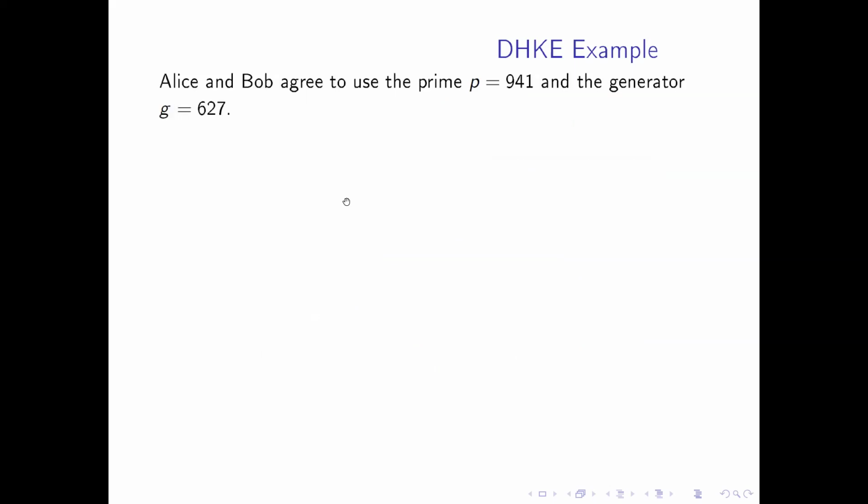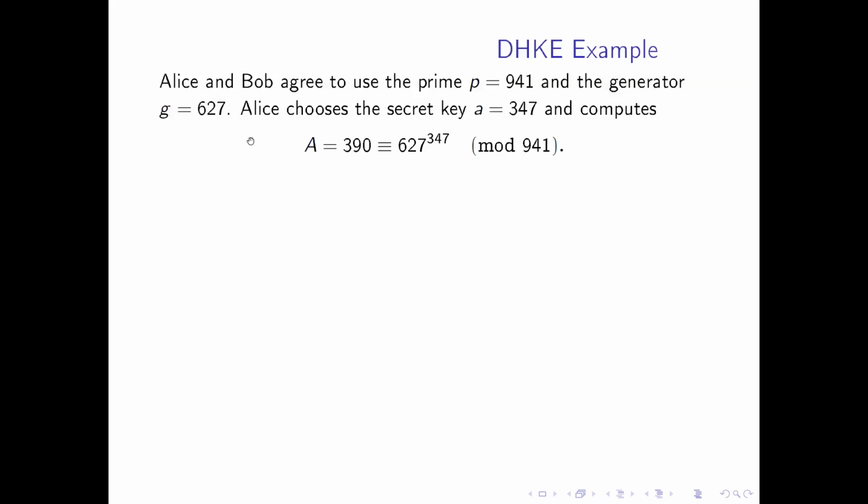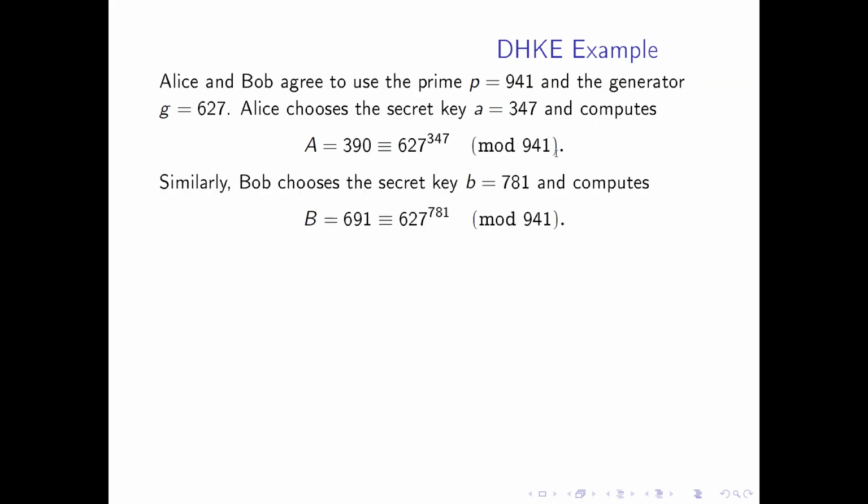So let's do an example real quick. Let Alice and Bob agree to prime 941 with the generator G being 627. Alice chooses little a to be 347. So big A is equal to 390, which is 627, my G, to the 347 mod 941. Now Bob chooses little b to be 781, and big B is 691, which is 627 to the 781.